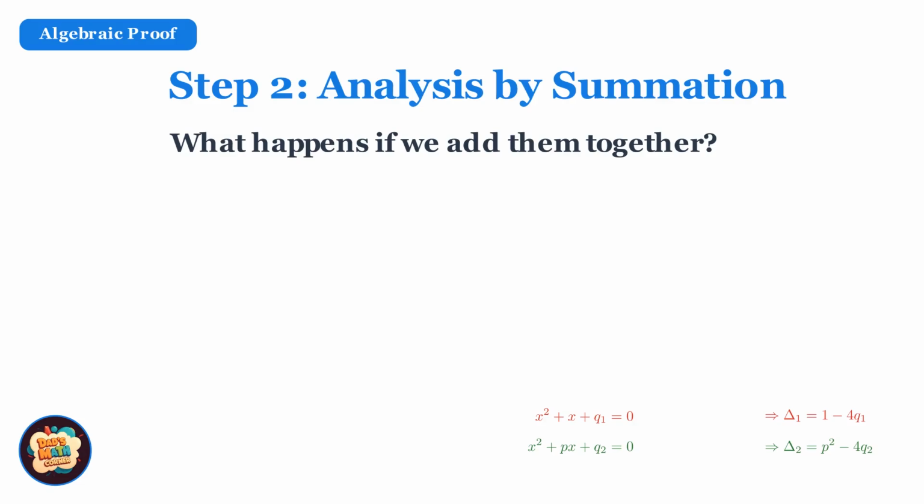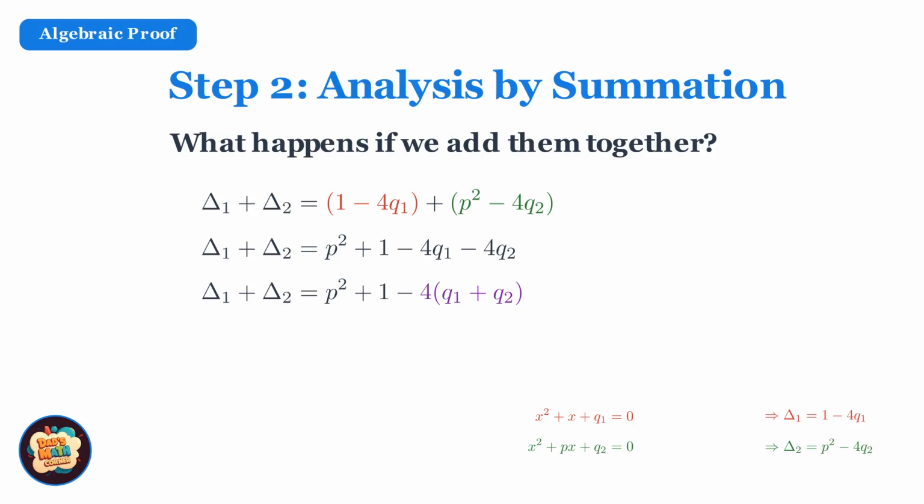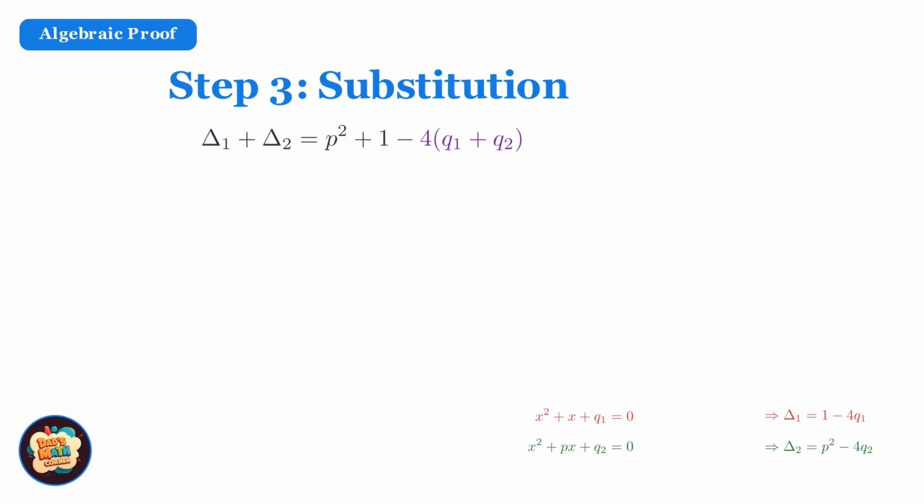Proving either one of these is strictly greater than 0 directly is incredibly tough. But here is the big trick. Let's analyze their SUM. We can group the matching terms together. Factoring out negative 4 gives us p squared plus 1 minus 4 times the quantity q1 plus q2. We ended step 2 with this key equation.